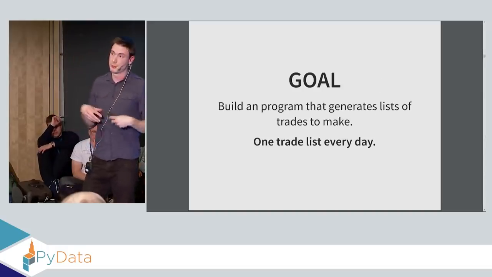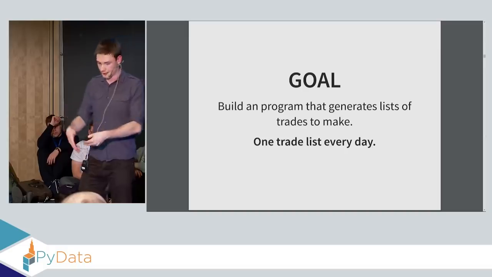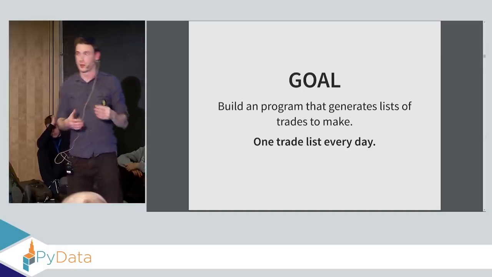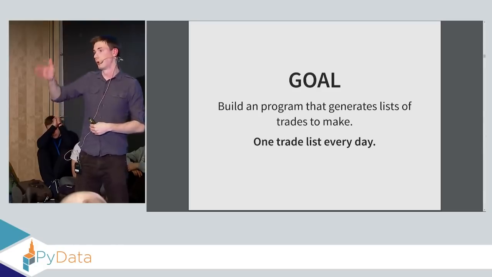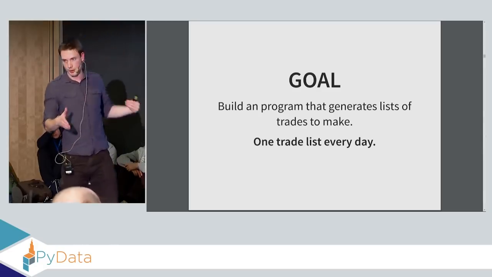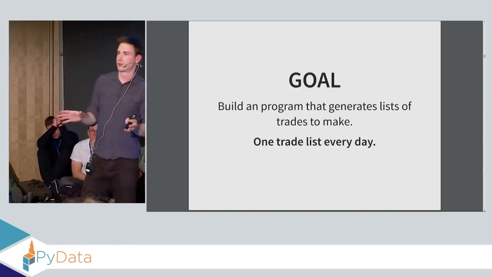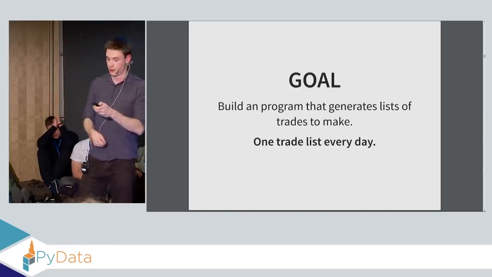Well, it's because we're going to be doing some very complicated calculations on that data. So our goal is to build a program that generates a list of trades to make. So every day, our program will take pricing data, historical pricing data, from before that day, and then generate a single trade list, which is the buy and sell orders to send to the market.